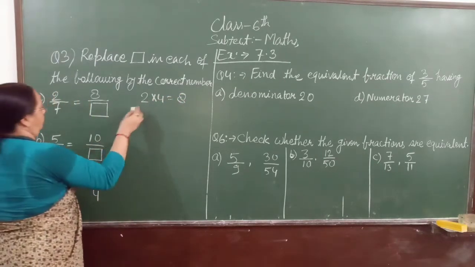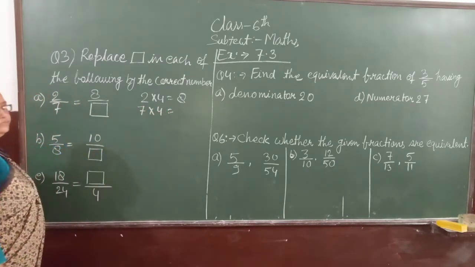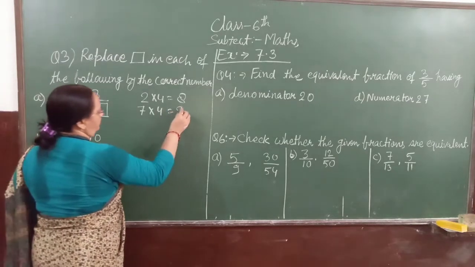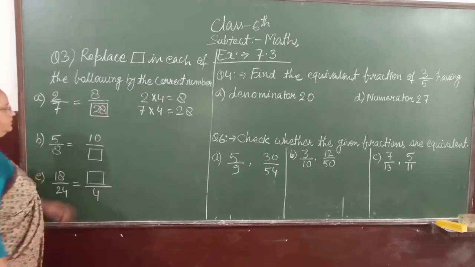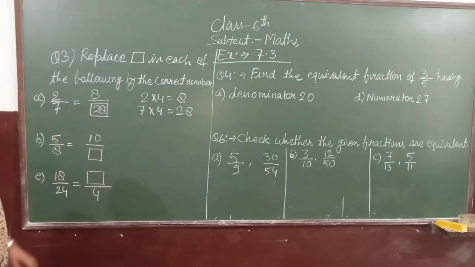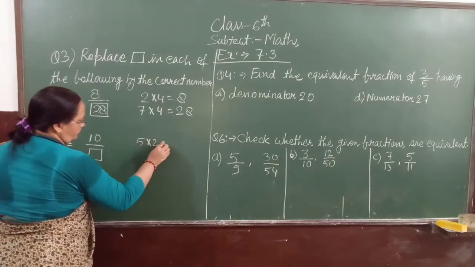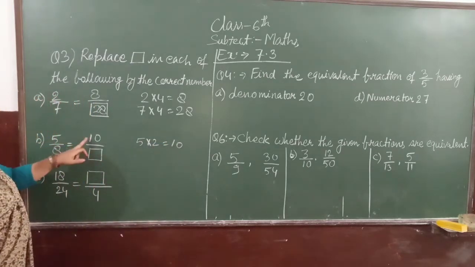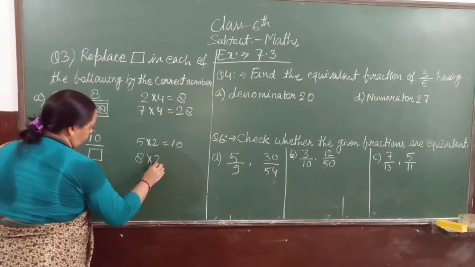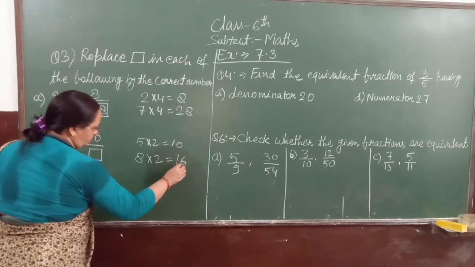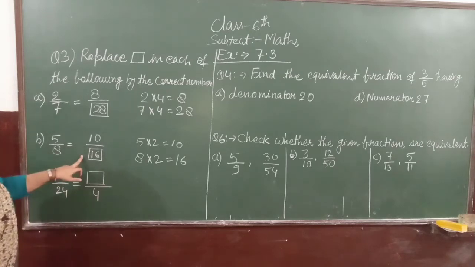So if we multiply 7 with the 4, what do we get here? 7 4s are 28. So appropriate number is 28. Now again, 5 cross 2 is equals to 10. So we have to multiply 8 with the 2. 8 multiplied with the 2 is equals to 16. So appropriate number is 16 here.